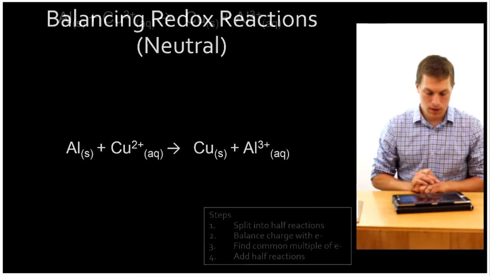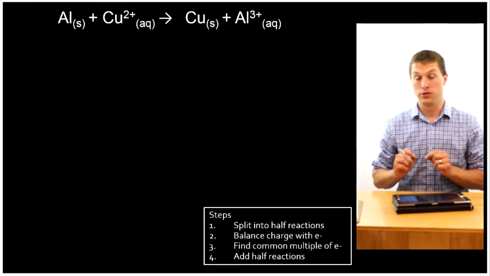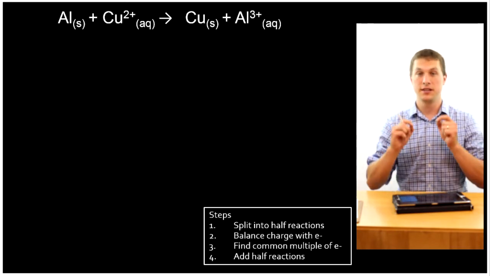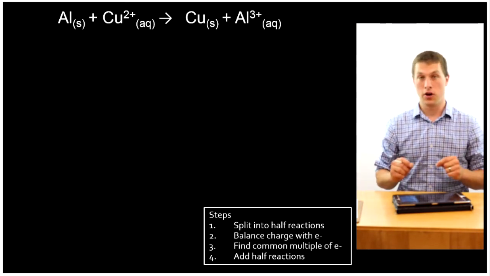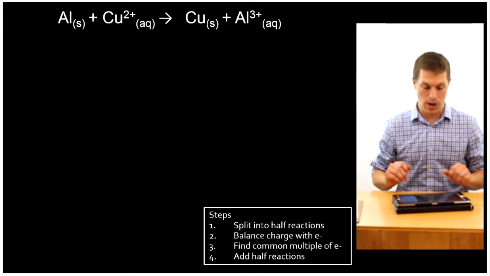All right, so let's go through these steps. The list of steps are starting out simple. So neutral solutions are the easiest. Acidic conditions are a little harder. Basic conditions are the hardest. So this is going to be your simplest set of steps, and then you'll see that it builds from here.